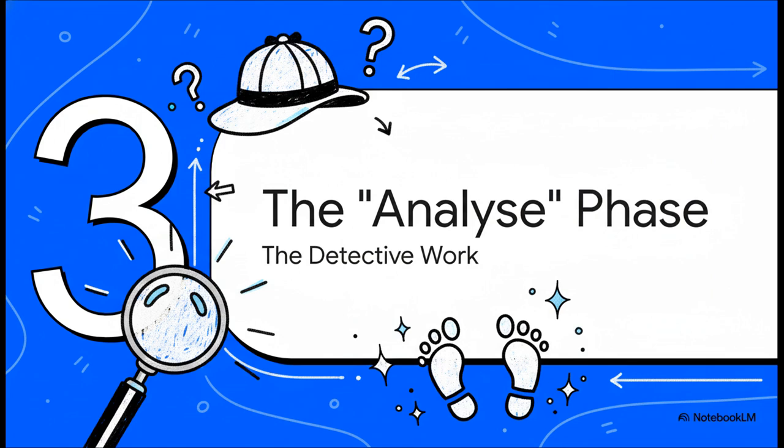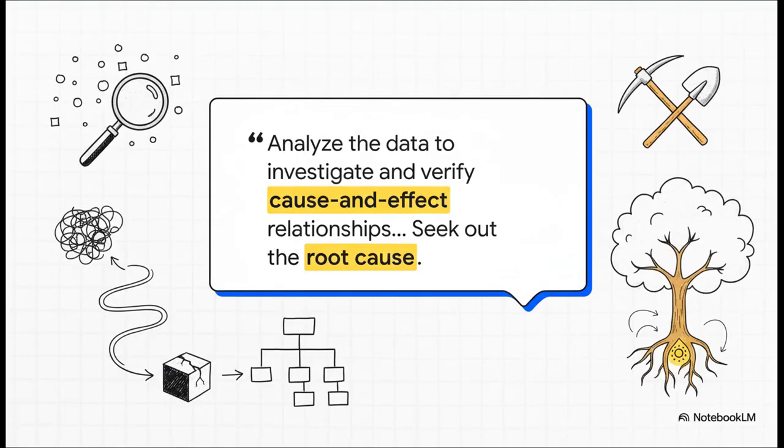And now we are at the heart of it all, the analyze phase. If DMAIC is the mission, this is the investigation. This is where you put on your detective hat, pull out the magnifying glass, and start following the clues. I mean, the official objective here is crystal clear. You analyze the data to find cause and effect relationships. You're not guessing, you're not going with your gut feeling. You are on the hunt for the verifiable, proven root cause of whatever is going wrong.